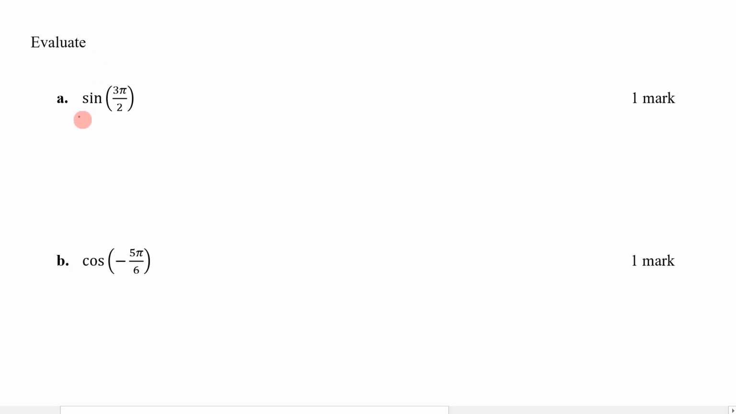It says evaluate, and the first one here is sine 3 pi on 2. Hopefully you'll just be able to look at this and recognize that the answer is going to be -1.